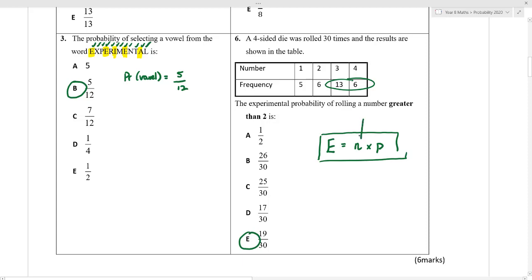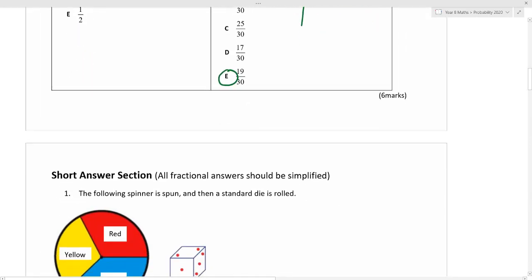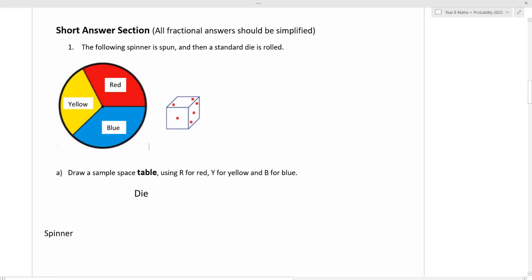Just bearing in mind, when we've got the experiment and the expected number, we're going to need to remember this formula here. Okay, all right, let's go on and try some of these spinners.